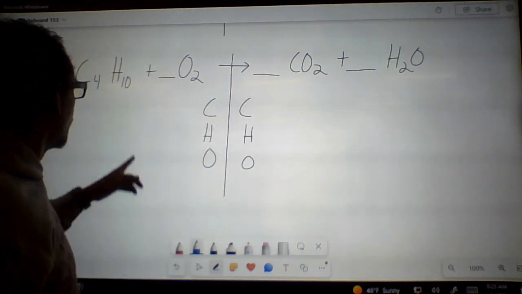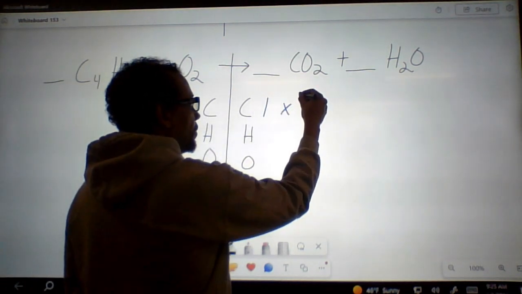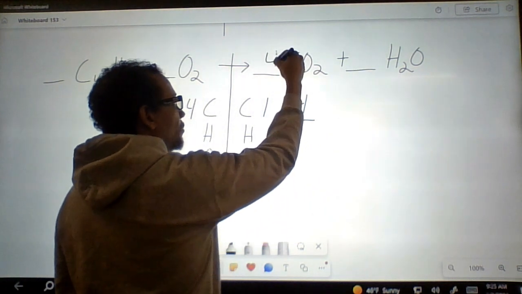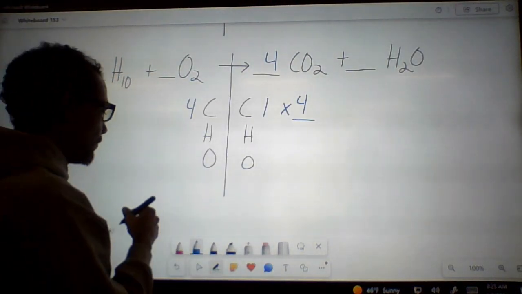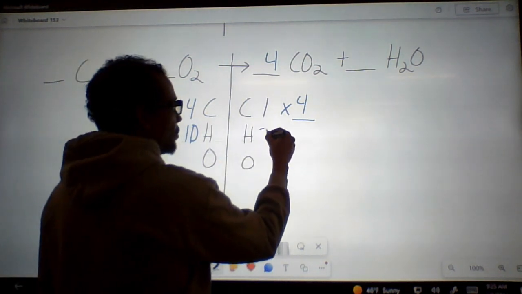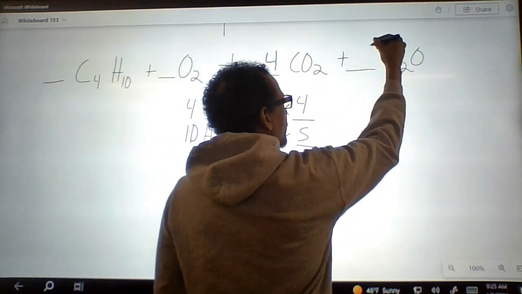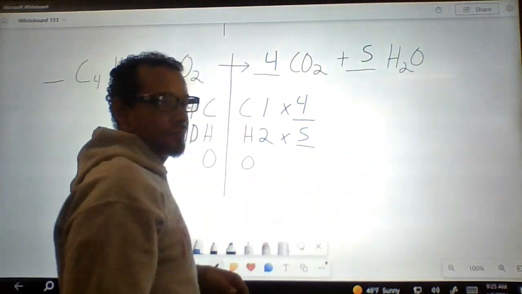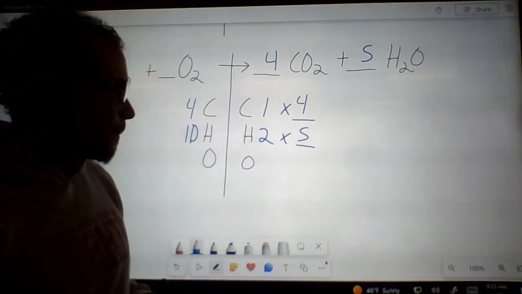All right, so here we go. 4 carbons on the left, 1 on the right. Least common multiple is 4, so we're going to use a factor of 4. Easy peasy, no problem. Over here, we have 10 hydrogens. Over here, we have 2. Least common multiple is going to be 10. We have a factor of 5. This is the tricky part, the oxygens.